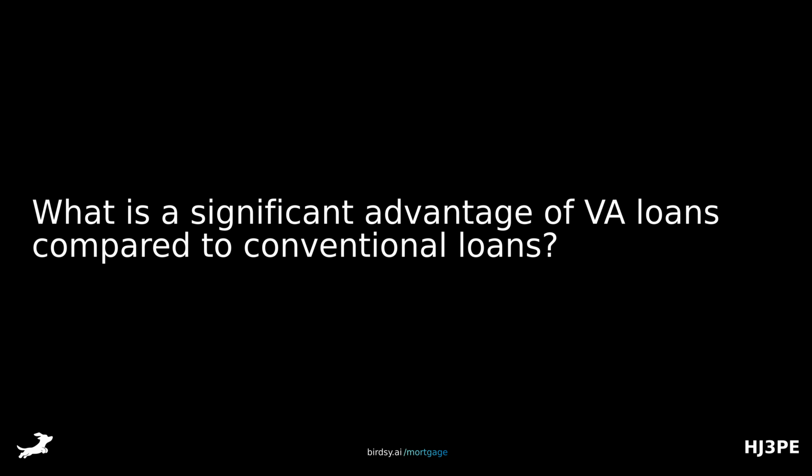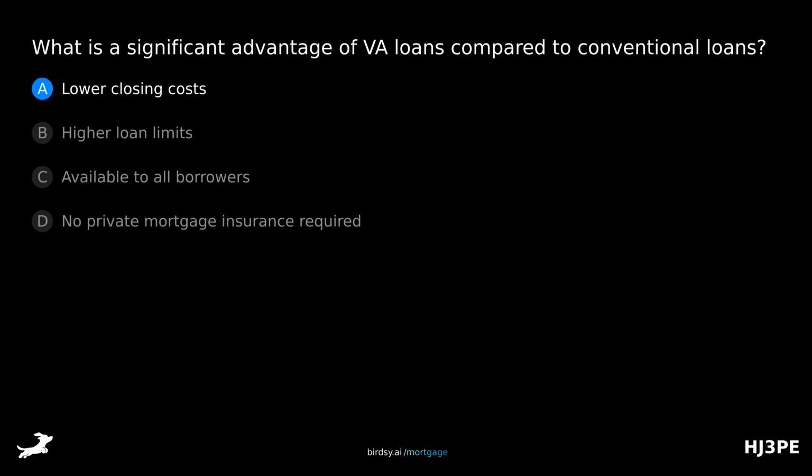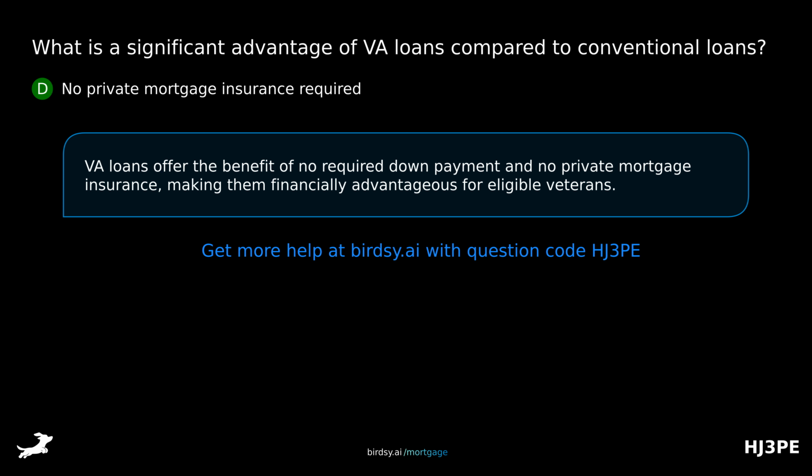What is a significant advantage of VA loans compared to conventional loans? Is it A, lower closing costs, B, higher loan limits, C, available to all borrowers, or D, no private mortgage insurance required? The answer is D, no private mortgage insurance required. VA loans offer the benefit of no required down payment and no private mortgage insurance, making them financially advantageous for eligible veterans.